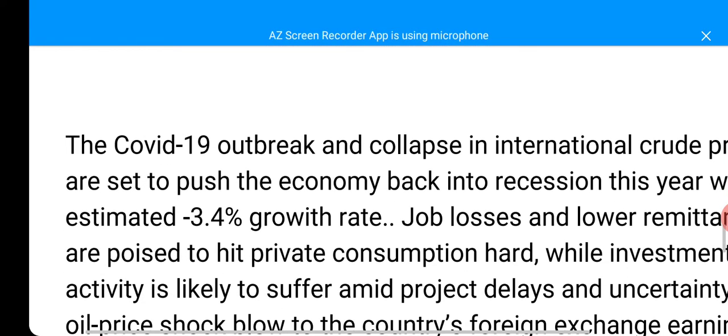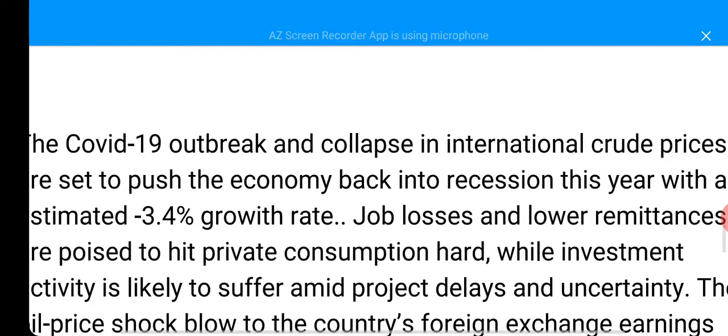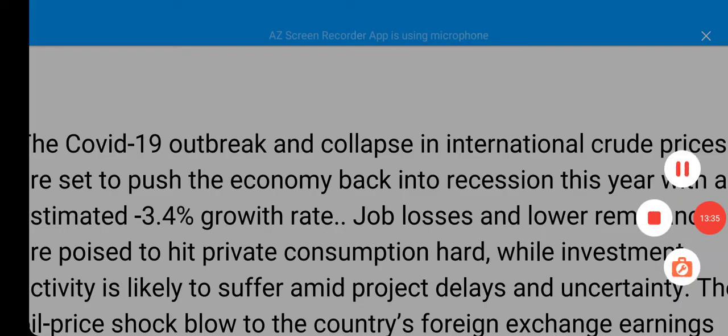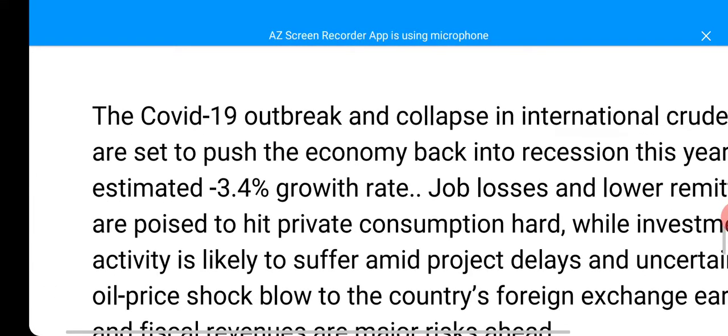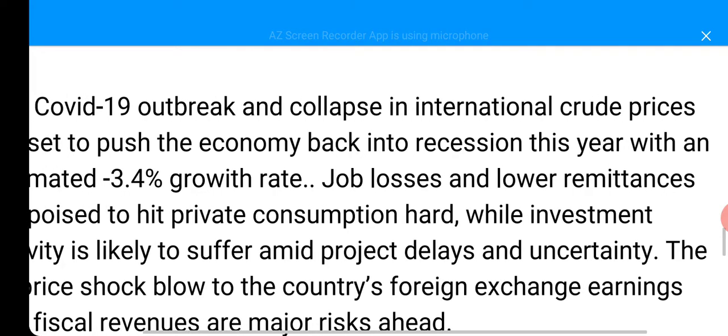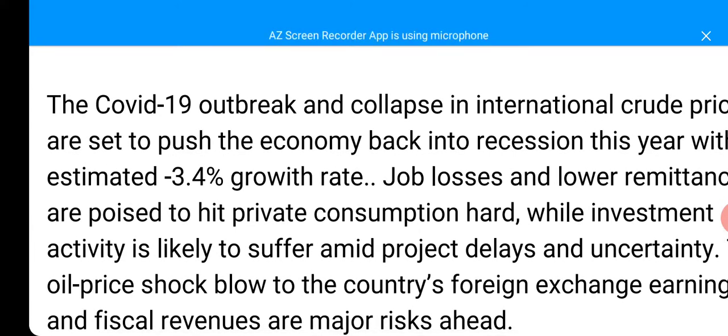The COVID-19 outbreak and collapse in international crude prices. Yes, the price of crude oil is falling drastically in the international market, as the demand for crude oil is falling below supply due to the current COVID-19 pandemic facing the whole world. This is set to push the economy back into recession this year with an estimated minus 3.4% growth rate. So we estimate that the growth rate of the economy will fall by 3.4%.